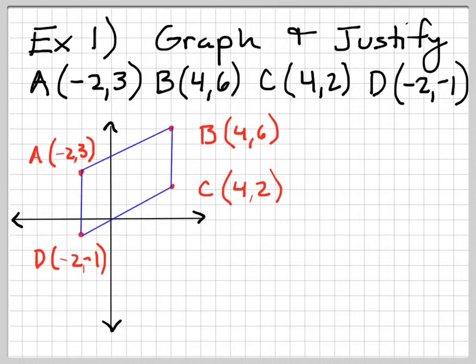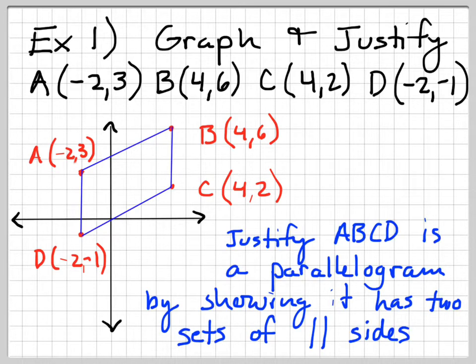Okay, so after I connected the dots, obviously to me it looks like a parallelogram, but we need to justify this. So, referring back to our table, the way we justify that a quadrilateral is a parallelogram is we show it has 2 sets of parallel sides. So I'm going to go ahead and write that down. Okay, so I'm going to justify ABCD as a parallelogram by showing it has 2 sets of parallel sides. I'm going to go ahead and flip to a blank screen, but I am going to take the graph with me.